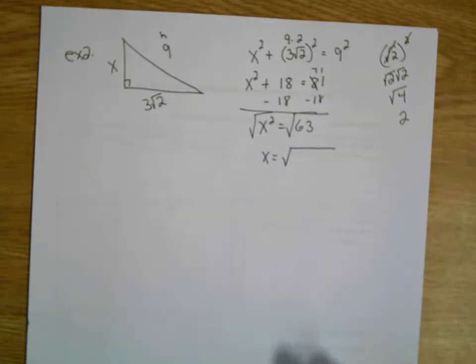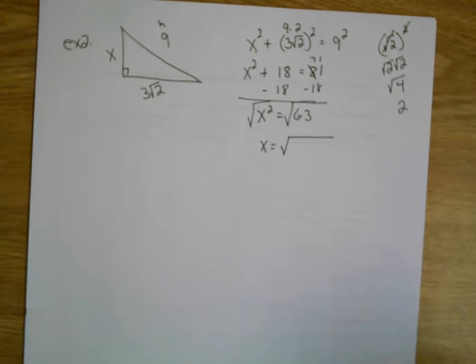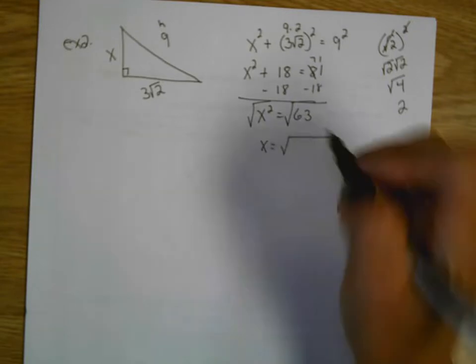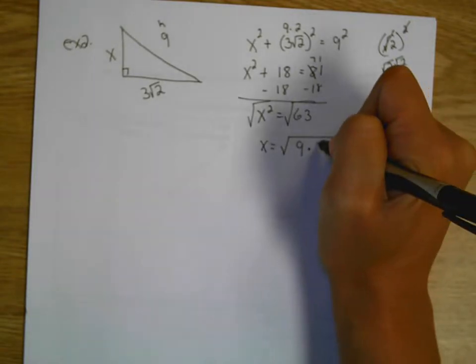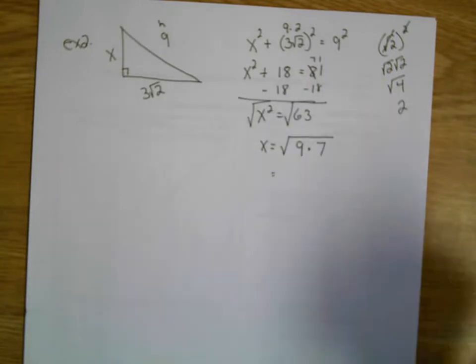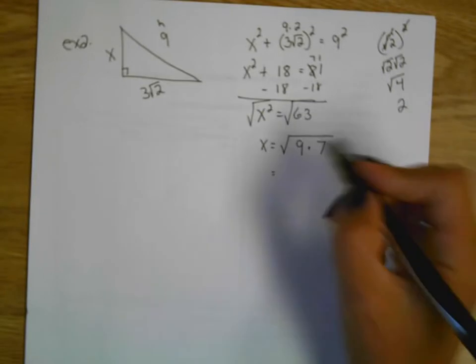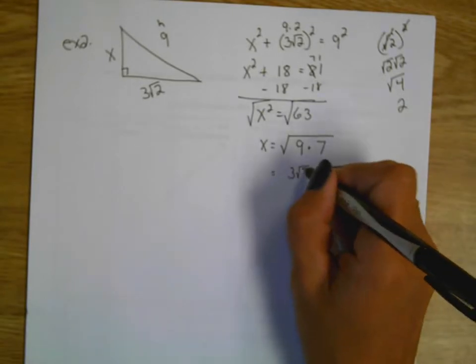But what is the square number that goes into 63? 4 is square but not big enough. 9 times 7. Oh, those multiplication tables from 4th grade. Square root of 9 comes out as 3. 7 stays under.